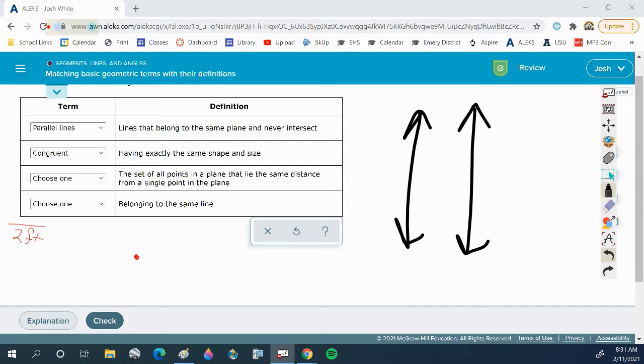So I could go out 2 feet and put a point. If I go out 2 feet in a different direction and put a point, 2 feet in another direction, and if I did that for every possible point, what's going to happen? We're going to get a circle. Okay? All right.